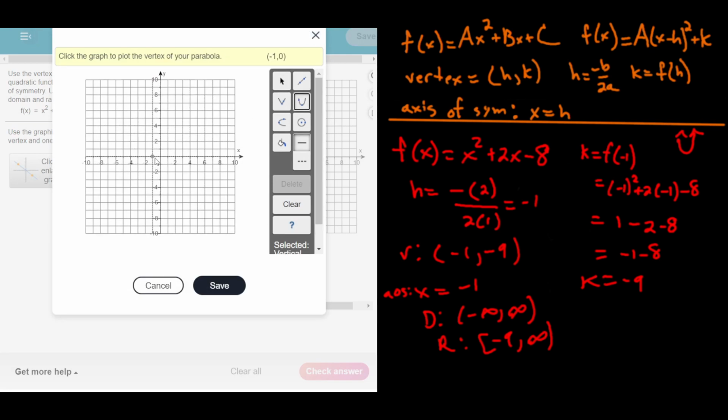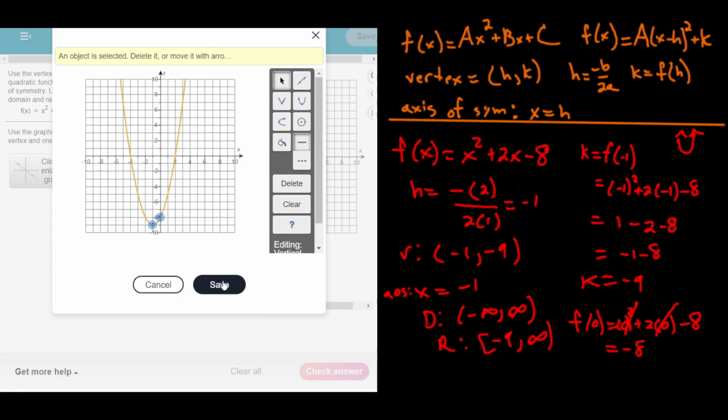So we have negative 1 comma negative 9 all the way down here. Got it. Oh, I always forget the darn intercept. You know what's good about this intercept? When you have it in this form, the standard form, plugging in 0 is a cinch. Plug in 0 here, plus 2 times 0 minus 8. Because both of those go away, we're left with just the negative 8. And that's the intercept. So just on your y-axis, find negative 8 and click on it. Bam. Done.